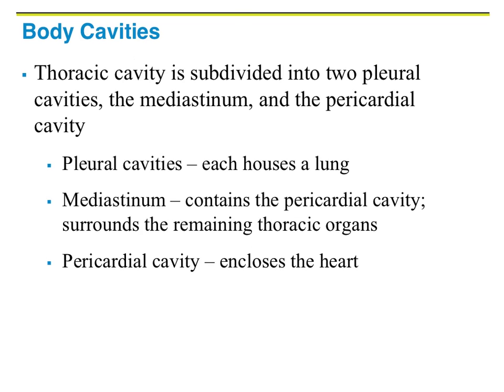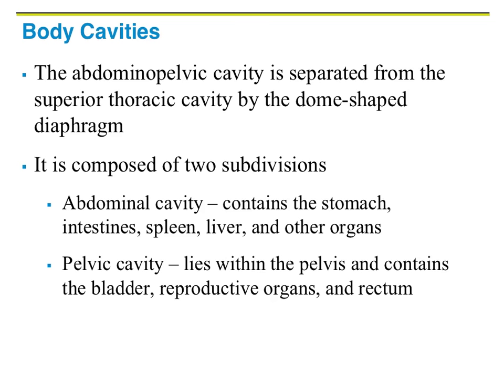As noted previously in the figure, body cavities can be divided into two main areas, the dorsal and the ventral body cavities. Thoracic cavity is a portion of the ventral body cavities and can be divided into pleural cavities and the mediastinum. The abdominopelvic cavity is also part of the ventral body cavities and is composed of the abdominal cavity and the pelvic cavity. These two are separated by the dome-shaped muscle that we call the diaphragm.